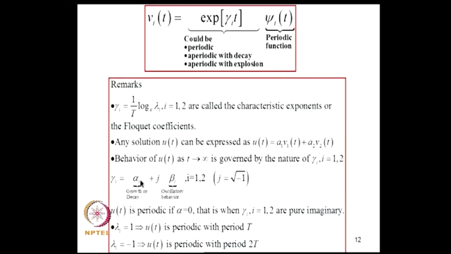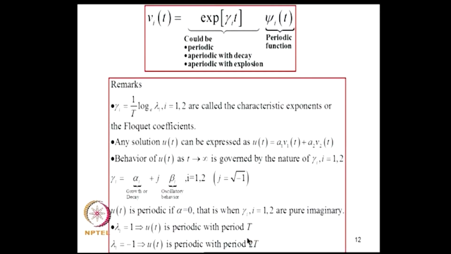So, the real part of this controls the growth or decay of the solution, and the imaginary part contributes to the oscillatory behavior. So, u of t is periodic if alpha equal to 0, that means if this is pure imaginary, this will be e raised to a pure imaginary exponent, so sine and cosine terms will emerge, and therefore, V_i of t will be periodic. So, when gamma_i is pure imaginary, u of t is periodic. If lambda_i is equal to 1, u of t is periodic with period capital T. That means this exponent you have to find out and relate it to gamma_i. If lambda is minus 1, u of t is periodic with period 2T.